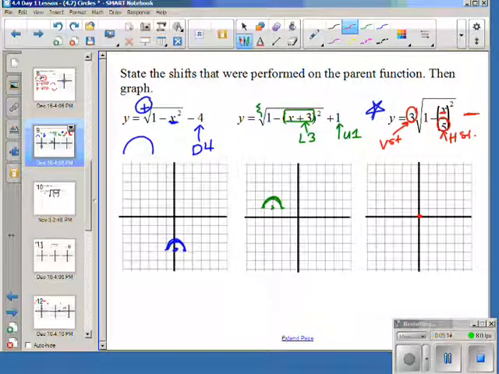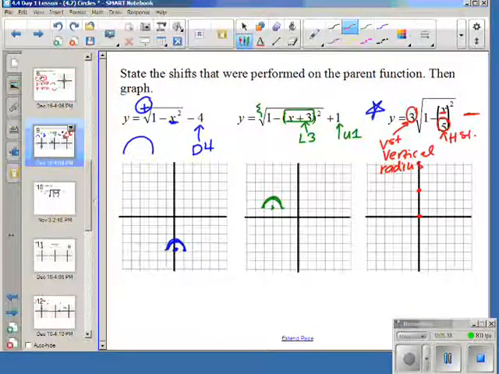To get to the next point, we would normally go up 3 and over 5, but that doesn't help me for a circle. What this outside number really tells me is it's my vertical radius. So that means I'm going to go up 3 instead of up 1 in the vertical direction. Normally it goes up 1 as my radius, and normally it goes right 1 and left 1 as my radius, okay?